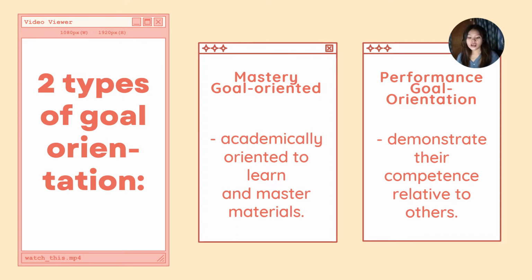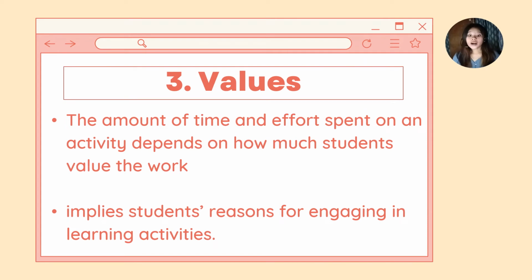In contrast, a performance goal orientation focuses on doing better than others and demonstrating competence. For example, striving to best others, using social comparative standards to make judgments about their abilities while seeking favorable judgment from others. So those are the two types of goal orientation. And the third one is values.